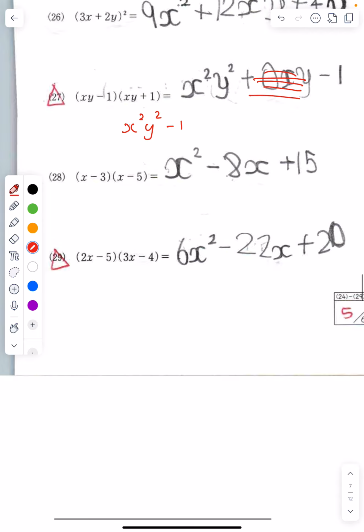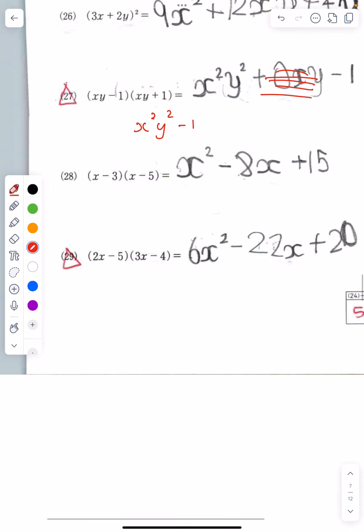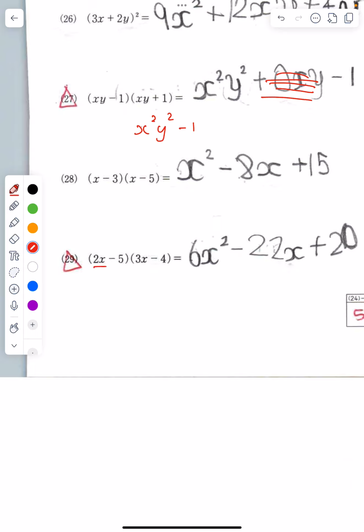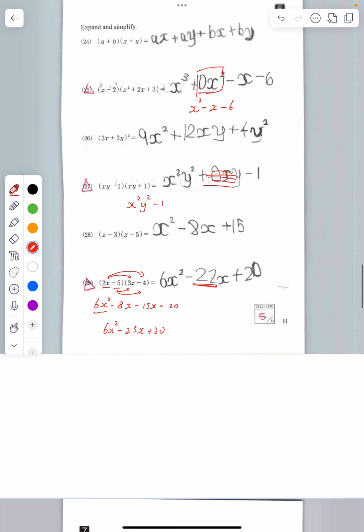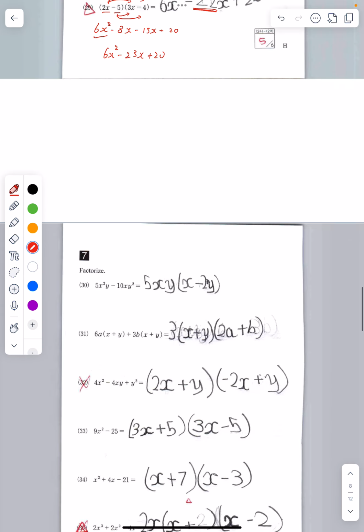And let's see if we are doing it right on this one. Okay, so let's see what the problem is. If we use 2x times 3x and then 2x times negative 4, I'll get 6x squared minus 8x, and then I will use negative 5 times 3x and negative 5 times negative 4. So that will get negative 15x plus 20. Let's see what the problem is. I see, 6x squared minus 23x instead of 22x. Okay, so that's a calculation error over there. Sorry, that's a pity, but that's the best we can do.